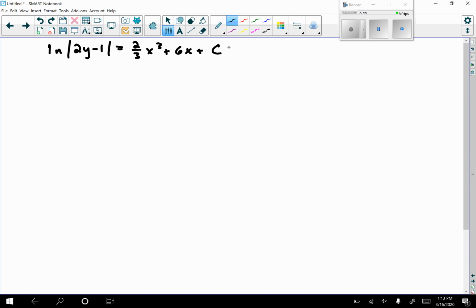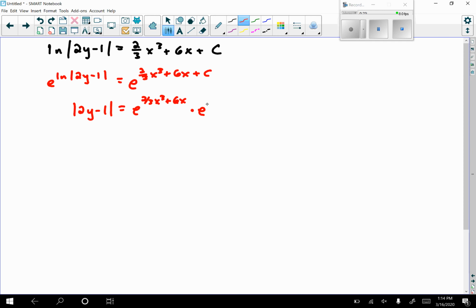All right, so this adds a few more steps. We're going to use a base e for each side. So what's going to happen here, e raised to the natural log of anything is just that anything, so we still keep the absolute value of 2y minus 1. Over here, though, I'm trying to pull out a constant, so I'm going to use a property of logs, or exponents rather, to keep the 2/3 x cubed plus 6x here.